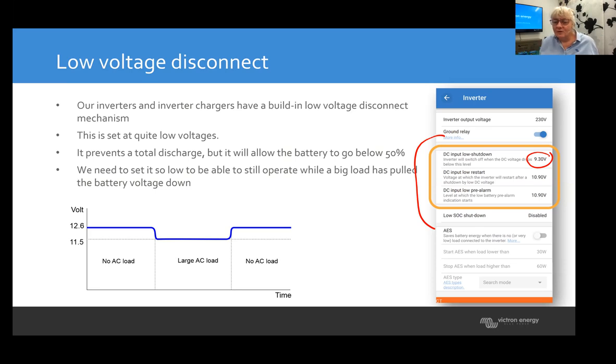But it's not safe. It prevents a total discharge of the battery, but 9.3 volts for a 12 volt battery is not good. And again, if you need the voltages for 24 or 48 volts, you just go double or quadruple. So 10 volts is 20 volts for a 24 volt system and 40 volts for a 48 volt system. So you just times 2 or times 4.